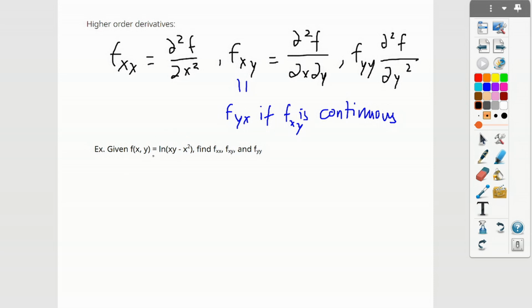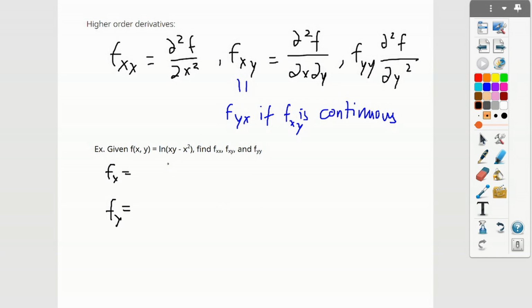I'll try to prove that with this function right here that we have, natural log of xy minus x squared. Let's first of all do f sub xx. First of all, what's f sub x and what's f sub y? So you should do this by yourself, and if you get stuck, then you can continue the video, and I will start in 5, 4, 3, 2, 1.